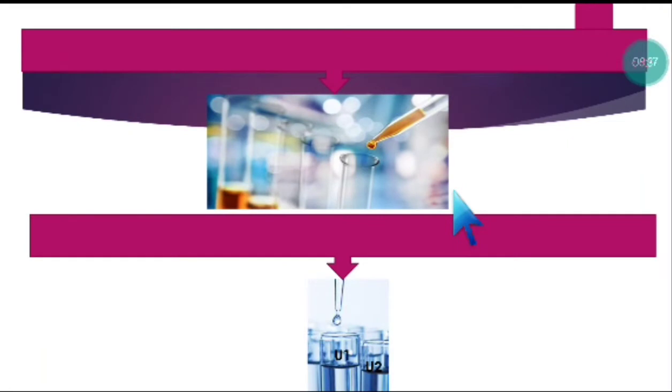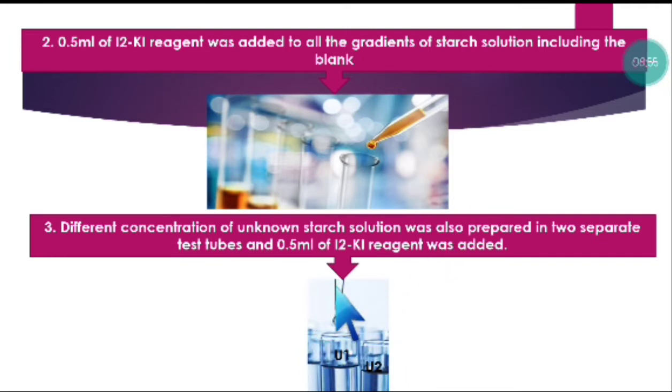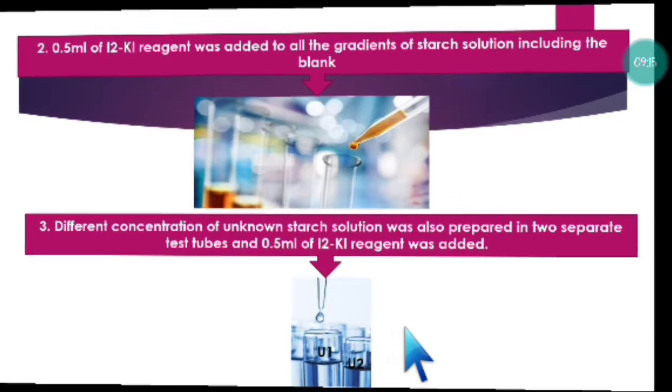So the next step, after diluting with water, we will add the I2-KI reagent, 0.5 ml, to all the gradients of starch solution, including the blank and also the unknown starch solution of different concentration. Here we are taking 2 concentrations of starch in 2 different test tubes, prepared in the same manner, and the I2-KI reagent at 0.5 ml will be added to the unknown test tubes as well. So when you add the reagent, what happens?